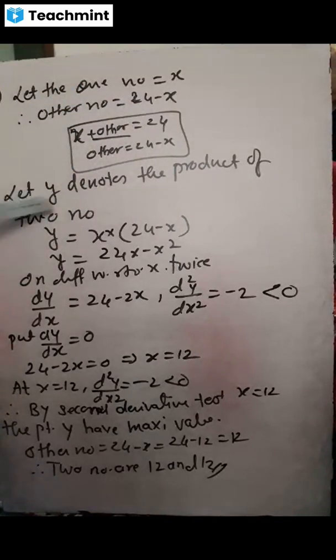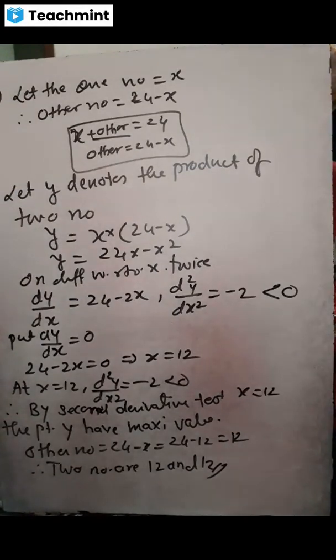Then for the product, let y be the product of the two numbers. So as per the condition, the product of the two numbers is denoted by y. So we will write y equal to x into 24 minus x. Multiplying by x, y equal to 24x minus x square.